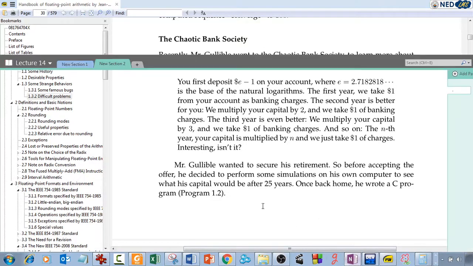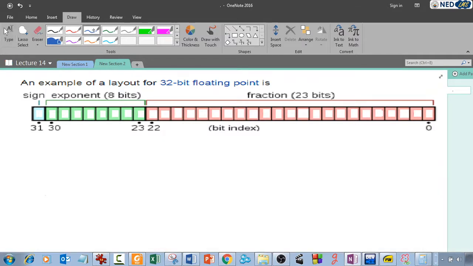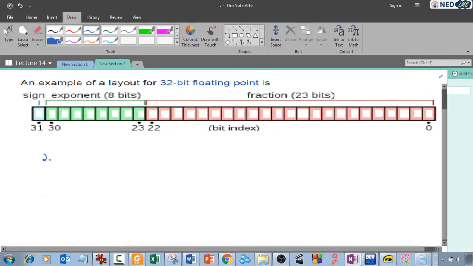Okay, so coming back to our example, what I need to do is convert this 247.2 into IEEE 754 format. This 754 format says that the sign bit is the most significant bit. If the number is positive, this has to be 0. If the number is negative, this has to be 1.